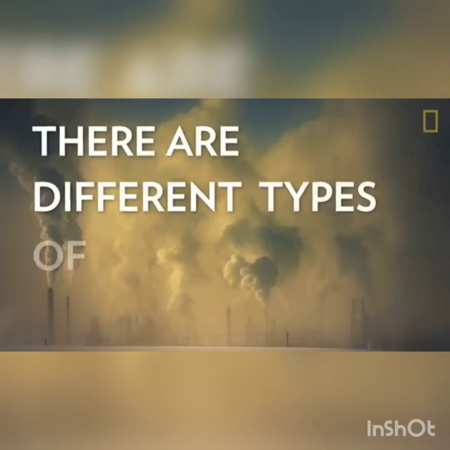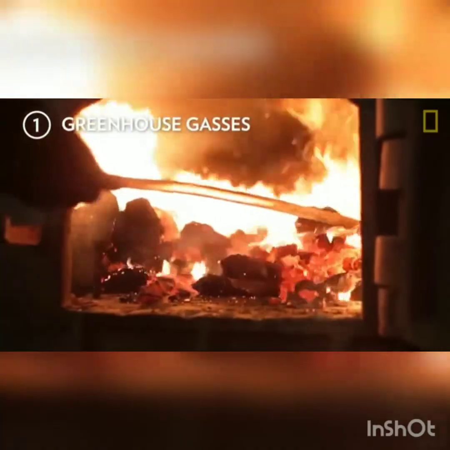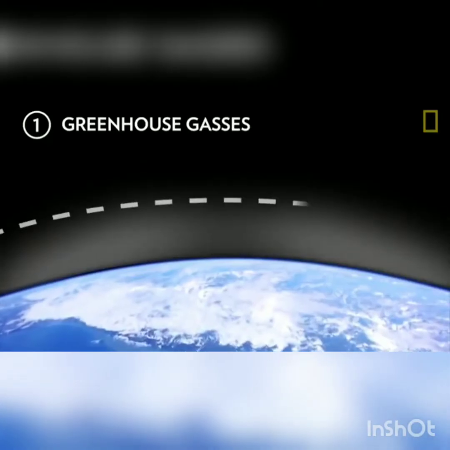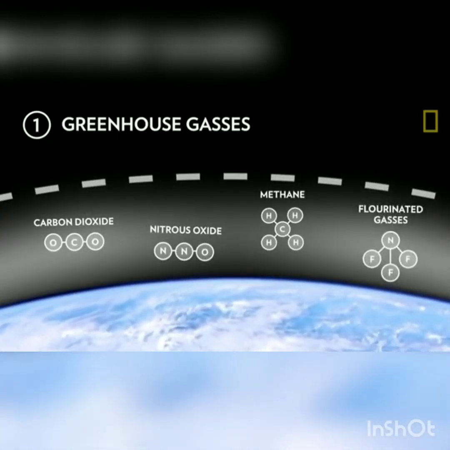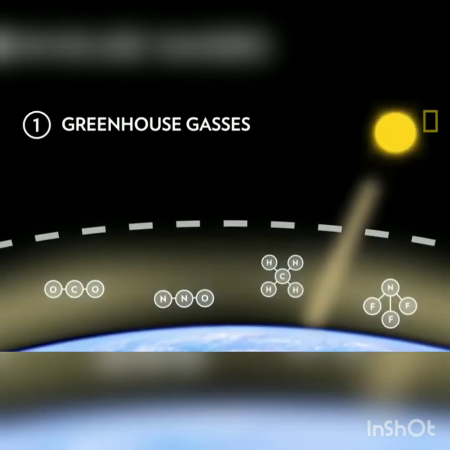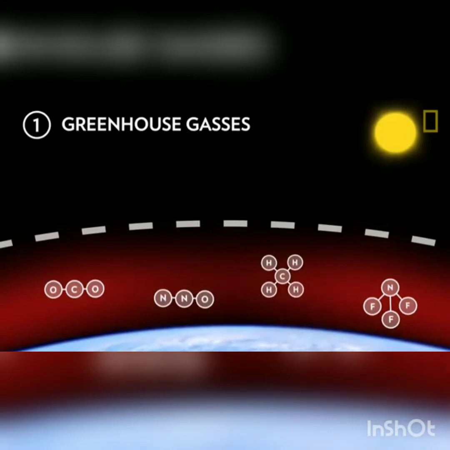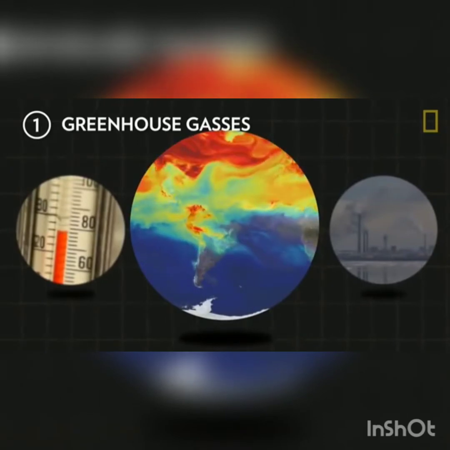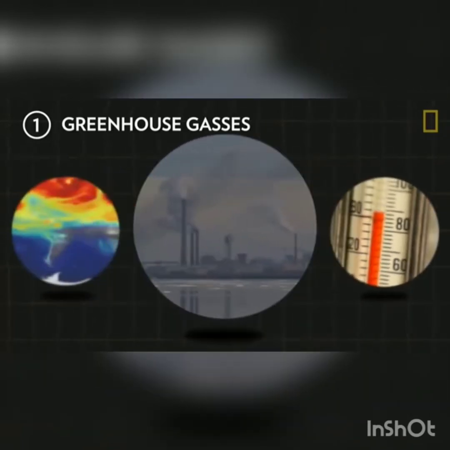There are different types of human-made air pollution. When we burn fossil fuels to produce energy, they release greenhouse gases into the air. These emissions, such as carbon dioxide, methane, nitrous oxide, and fluorinated gases, trap heat from the sun in Earth's atmosphere, leading to a rise in global temperatures. This creates a cycle where air pollution contributes to climate change, and climate change creates higher temperatures. In turn, higher temperatures intensify some types of air pollution.